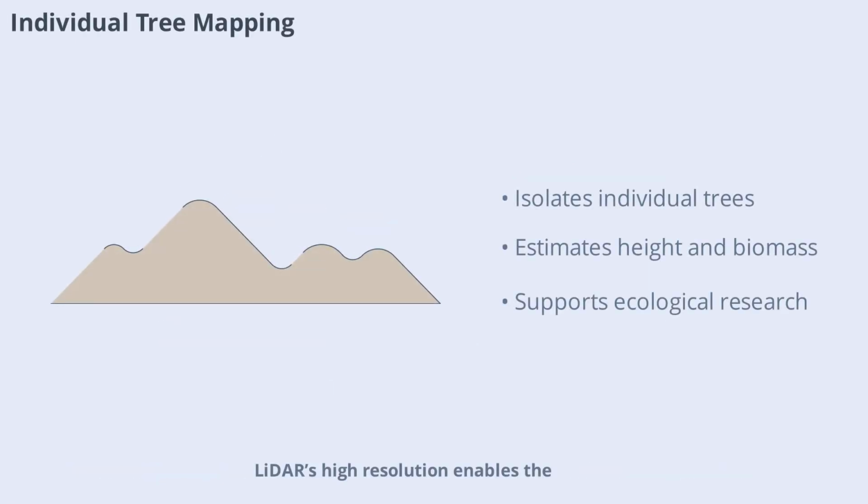LiDAR's high resolution enables the identification and mapping of individual trees. This is achieved through advanced algorithms that analyze point cloud data to isolate tree crowns and estimate attributes like height and biomass. Such detailed information is invaluable for ecological research and forest inventory.